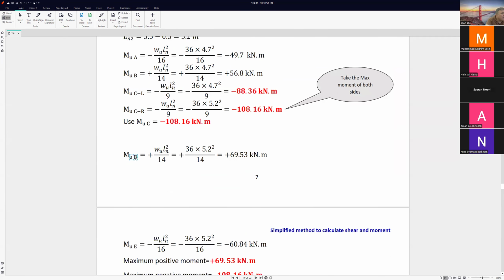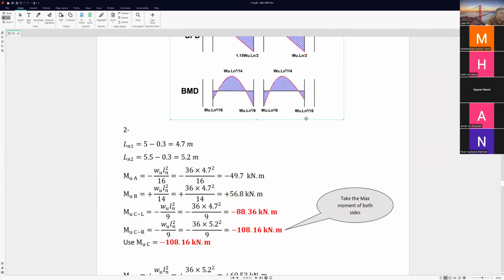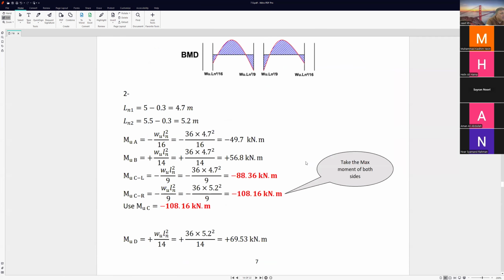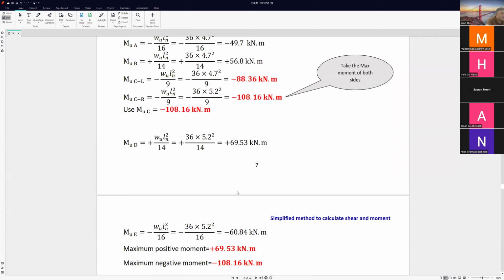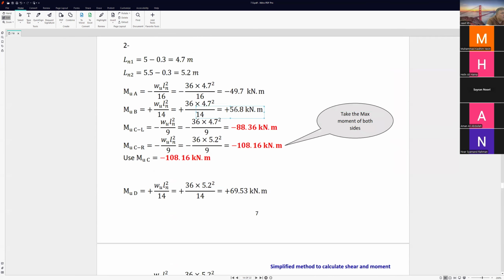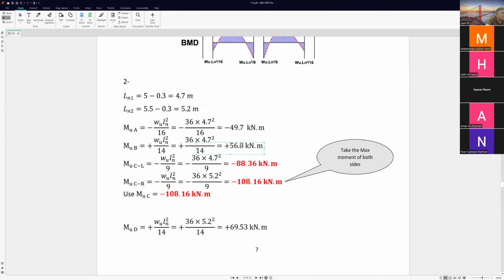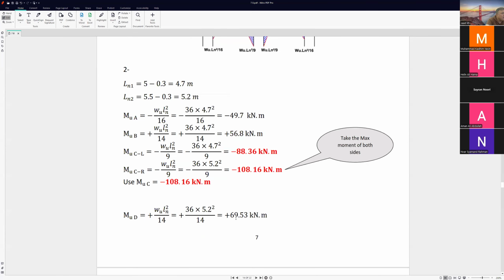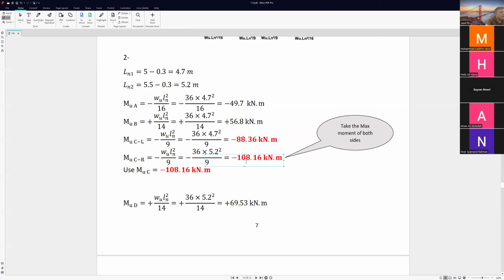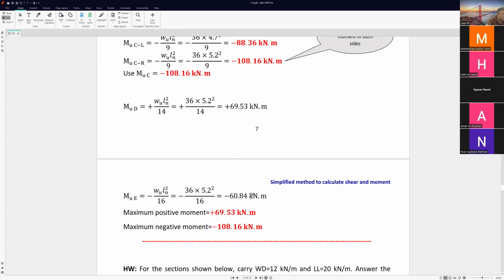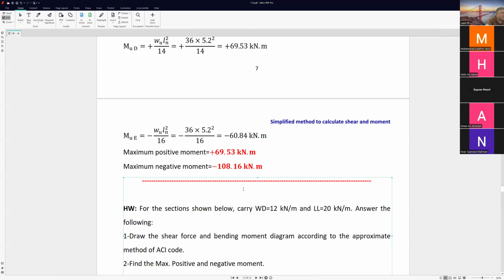So here we have the M at D, 14. Here this is the D, and we have our 16. So we should take the maximum positive moment. What's the maximum positive moment? 69, 56. Which one is the maximum? It is the 69. And what's the negative maximum? Minus 108 and minus 49, so minus 108.16.